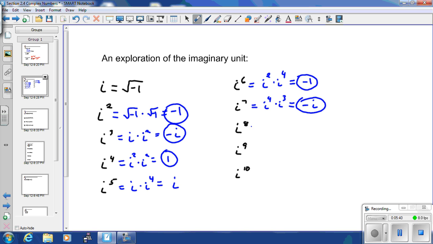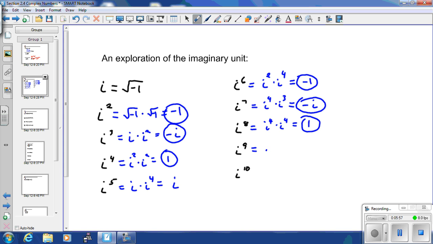I to the eighth, you probably get the hang of it by now. I can do this a bunch of different ways, but I'll say I to the fourth times I to the fourth. I to the fourth is 1. 1 times 1 is 1. You should notice a pattern repeating here.